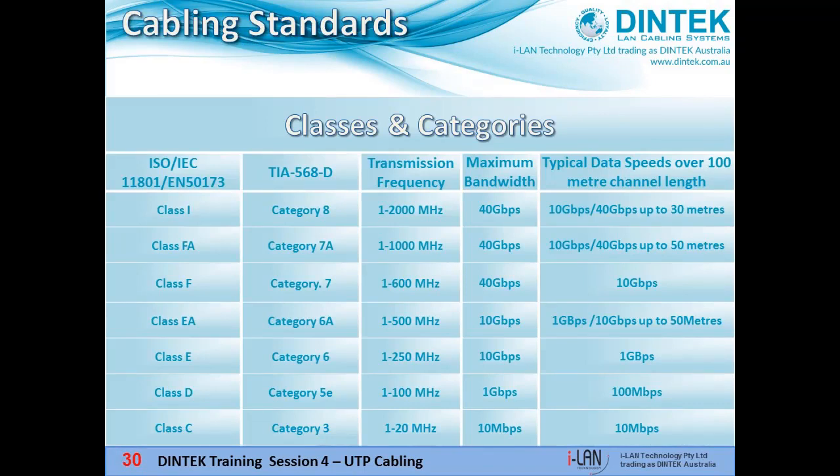The left-hand column is the ISO IEC 11801 standard, while the second column is the TIA 568D name that we more commonly use here in Australia. The transmission frequency rating for each category of cable in the third column is a measurement of the number of cycles, that is waves per second, called hertz. 1 hertz is 1 cycle per second. That's the range of frequency the cable has been designed to support under the standards for 100 metres without losing too much signal. The final 2 columns are about bandwidth in bits per second for each category.